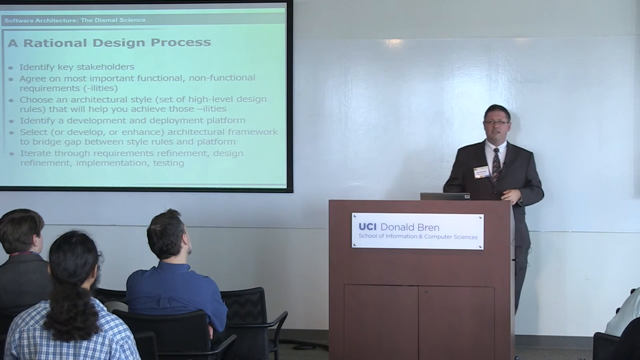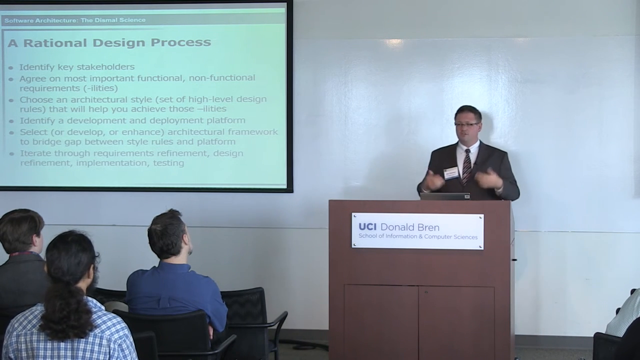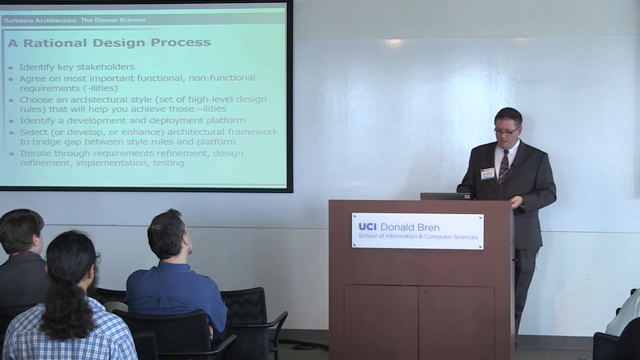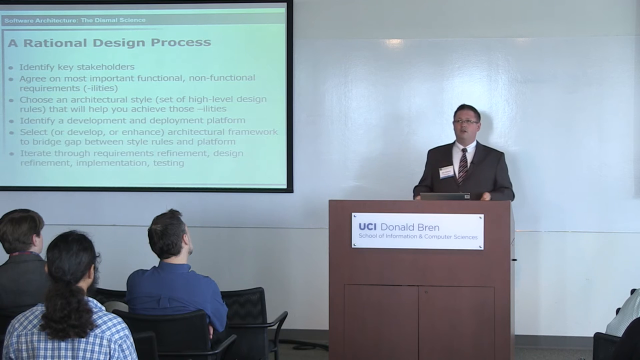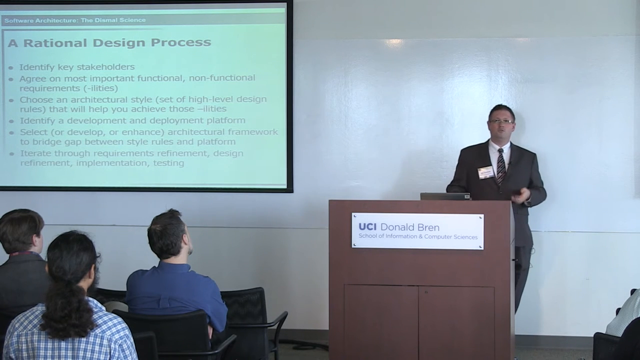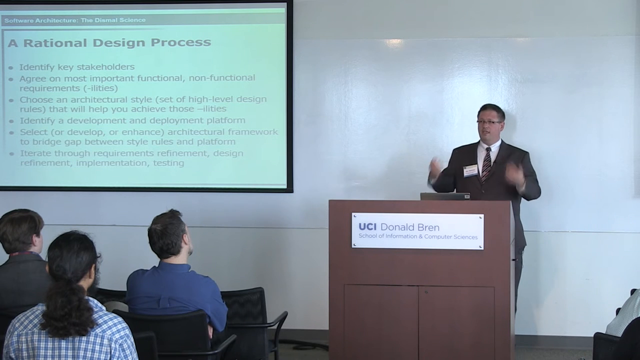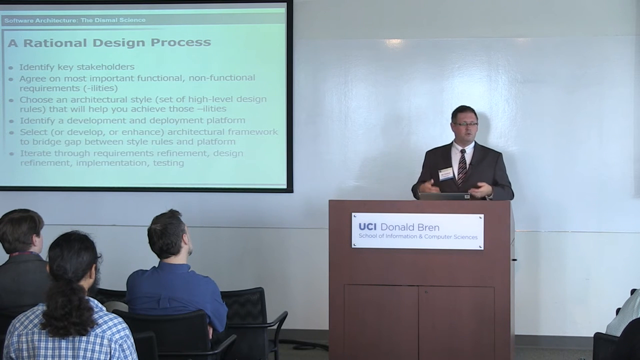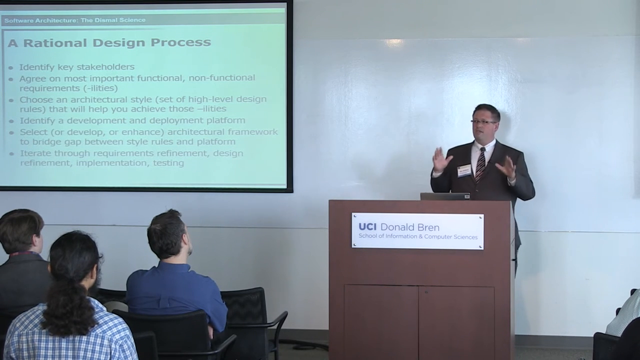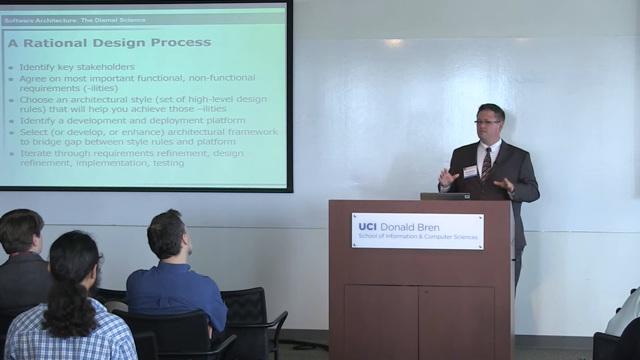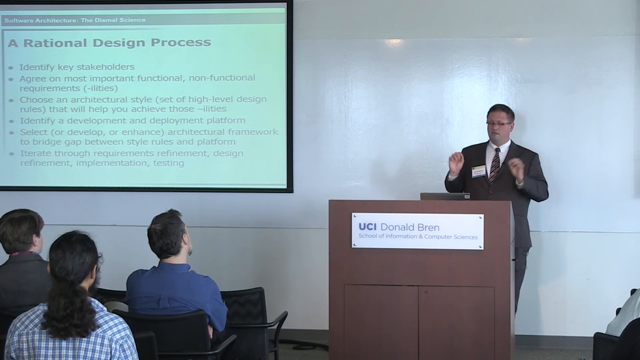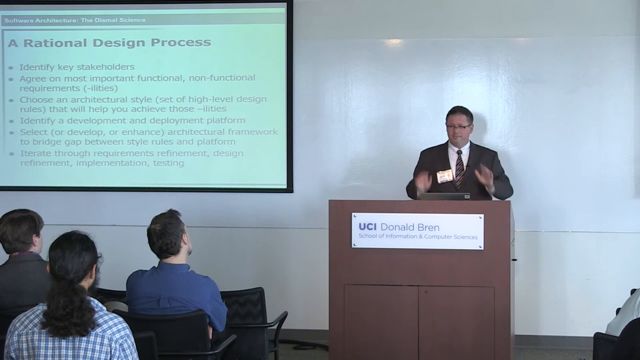We're going to then say, okay, based on this style, we're going to choose a development platform, a deployment platform that's going to help us implement in the style. We're going to select an architectural framework, or we're going to build tools or middleware that's going to help us implement those things. And then we're going to iterate through the development process, and we're going to build the system, keeping in mind these high-level architectural principles and keeping the style clean throughout the system the whole time. That's the rational design process.